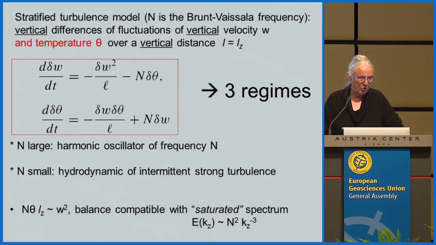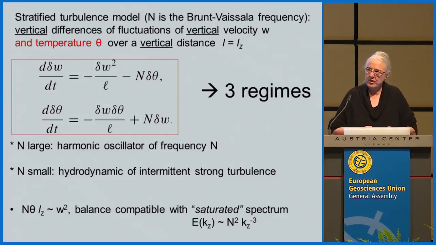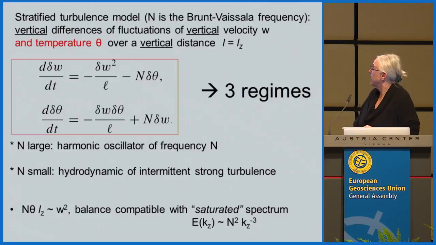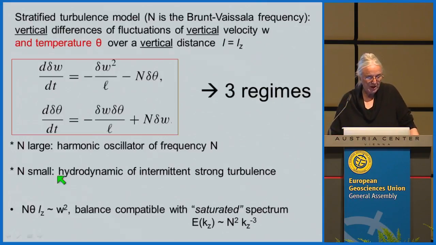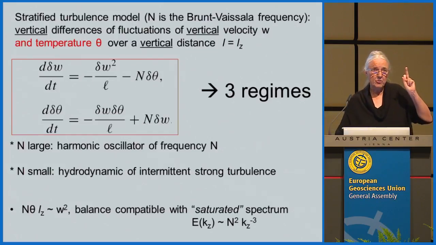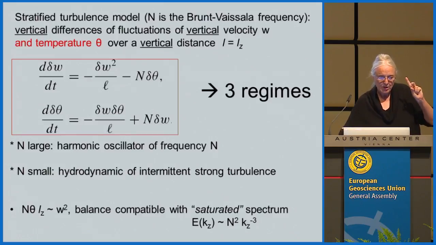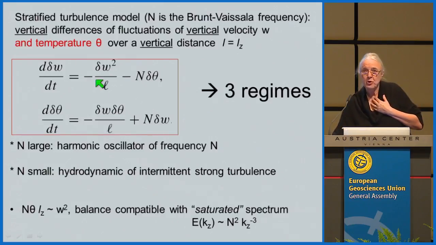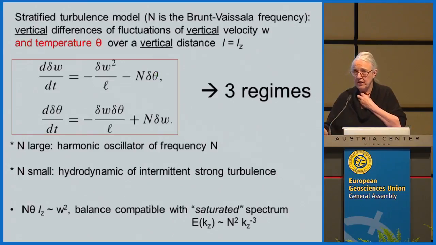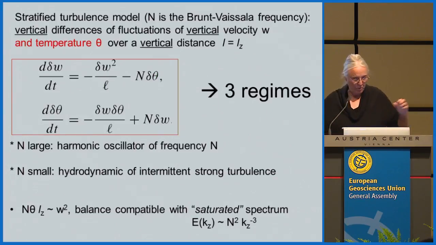The model is very simple. You say, okay, what matters is the vertical velocity and the vertical length scale, and I'm going to write a model. For this, the dW square represents a nonlinear term, and this is a linear term. So there are two guys, velocity and temperature, so there are three regimes. One dominates the other, the other dominates the first, and they're equal. So when the nonlinear term dominates, it's turbulence as usual. When stratification dominates, you differentiate a second time and you have a harmonic oscillator, so it's just a boring wave.